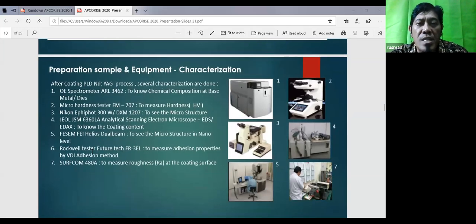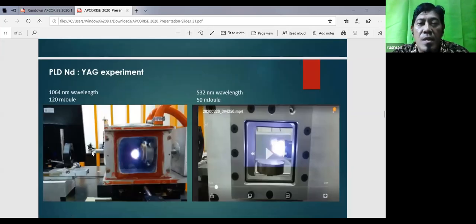And for our characterization and measurement, we're doing 7 kinds of characterization. For all these 7 characterizations, we focus on mechanical properties analysis, chemical analysis, and microstructure analysis. And the experiment itself, we divide into 2 groups. One group is for 1064 nanometers wavelength, and the other group is for 532 nanometers wavelength. Those 2 groups have their own energy and their own characteristic.